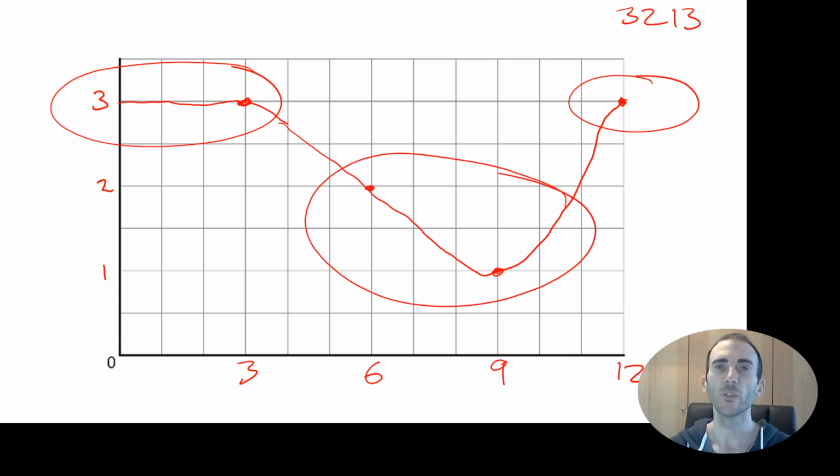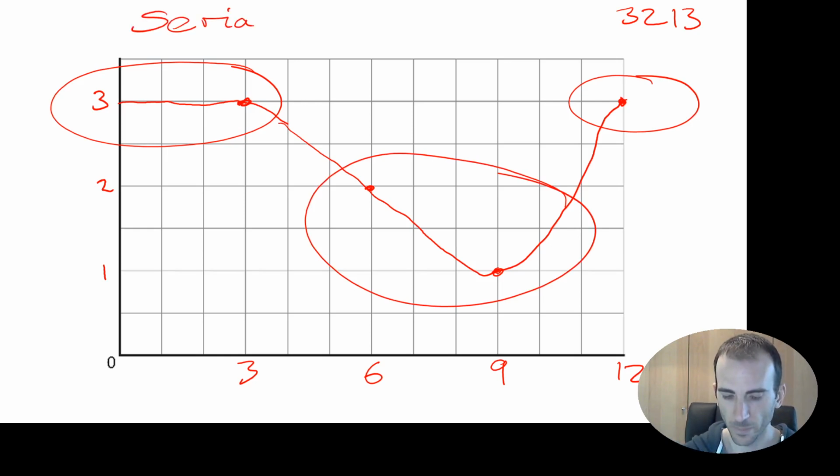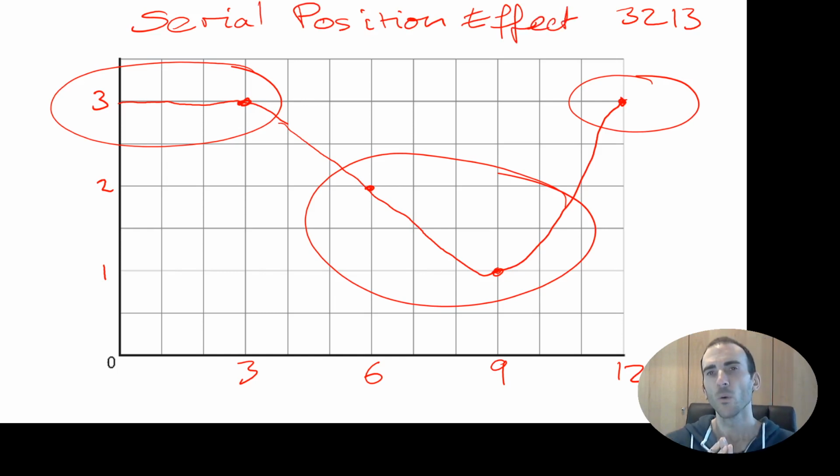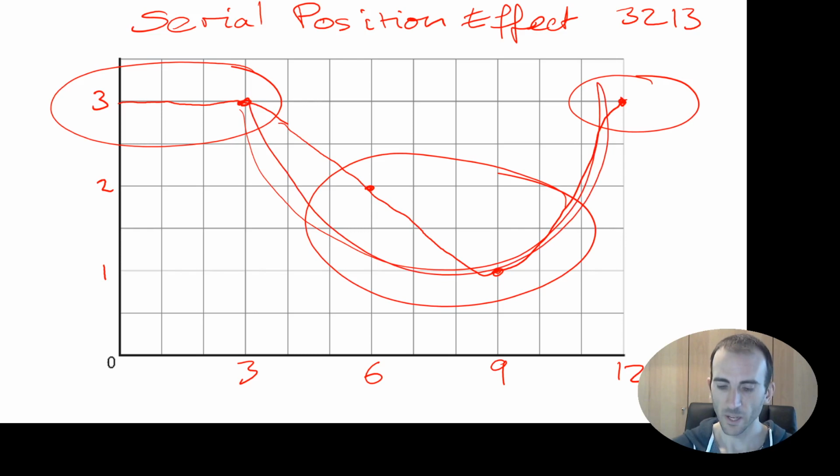This is called the serial position effect. Let me write that. Serial position effect. What the serial position effect refers to is what they call a U-shaped result, where you have lots at the start, less in the middle, lots at the end. You can see here I've got a sort of U shape. That is the serial position effect.